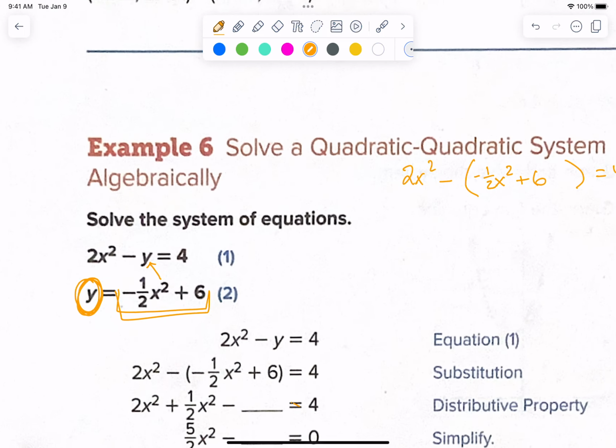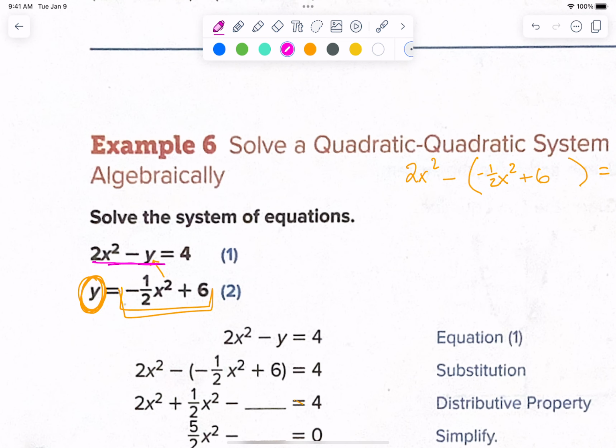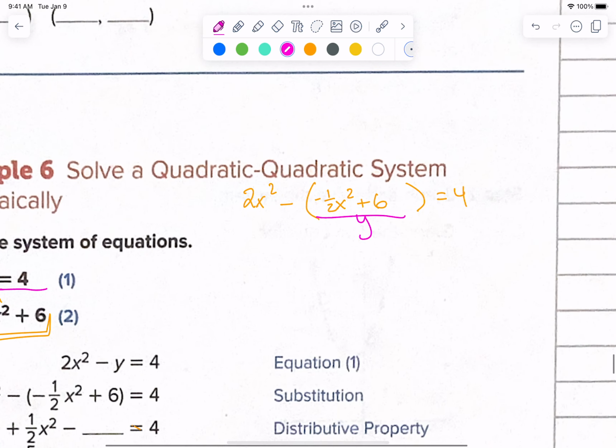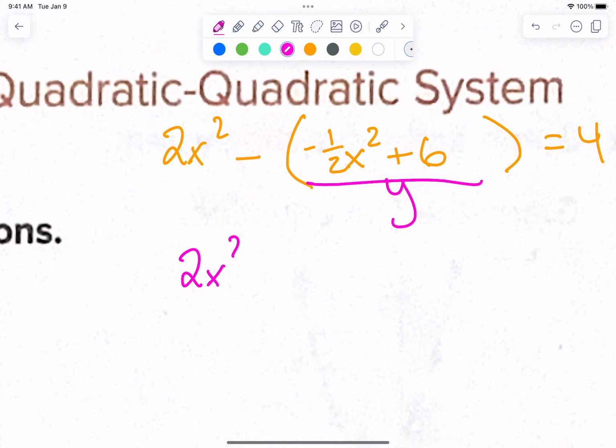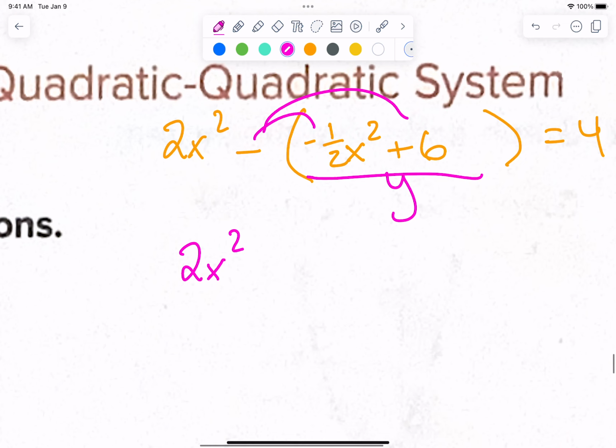So I took the first equation, which was 2x squared minus y equals 4, and instead of the y, I put this stuff right here. This is what y was originally. So I've got 2x squared, and then I've got to distribute the negative through. So that becomes plus 1/2 x squared, and then minus 6 equals 4, yeah?